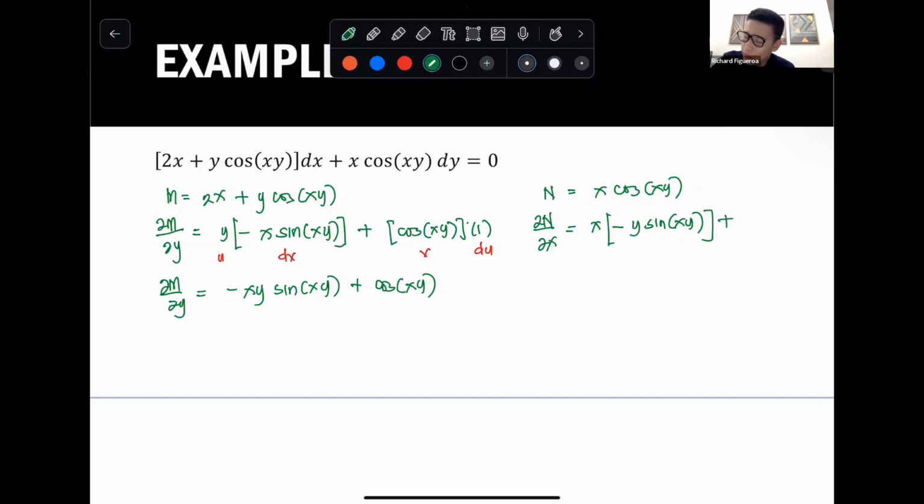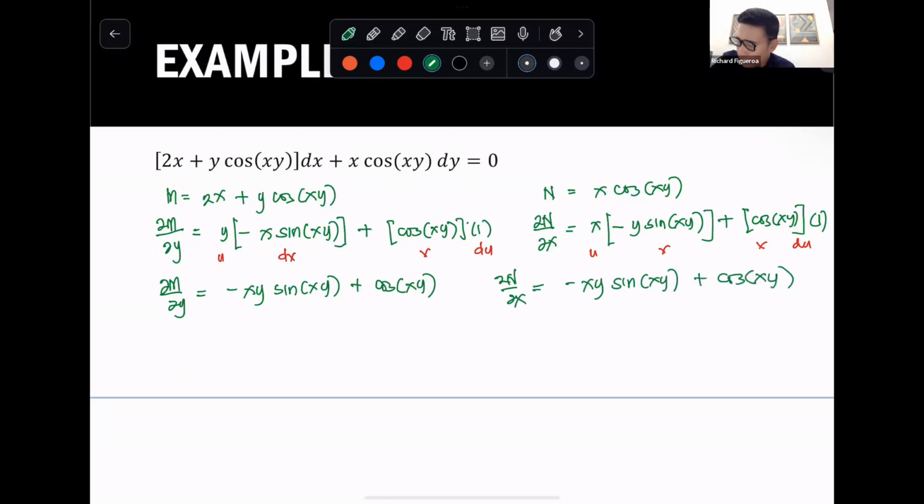Then plus, so ito naman ang u natin, this is our v. So kulang na lang would be v du. So ang v natin is cosine xy. So derivative of x, that is 1. So the partial derivative of n with respect to x would be negative xy sine xy, then plus cosine xy. And as we can see here, both are equal. And therefore, that is an exact equation.